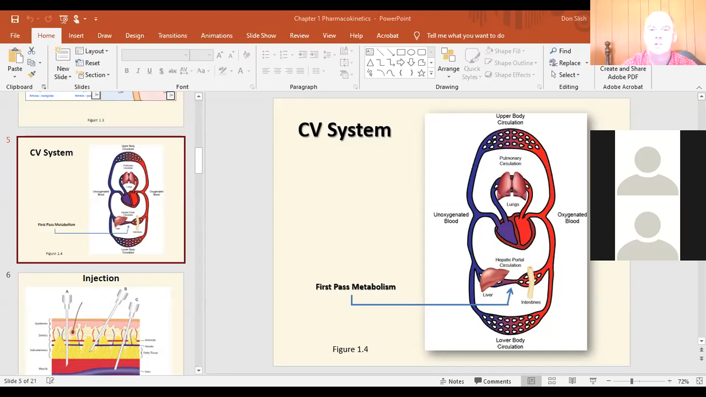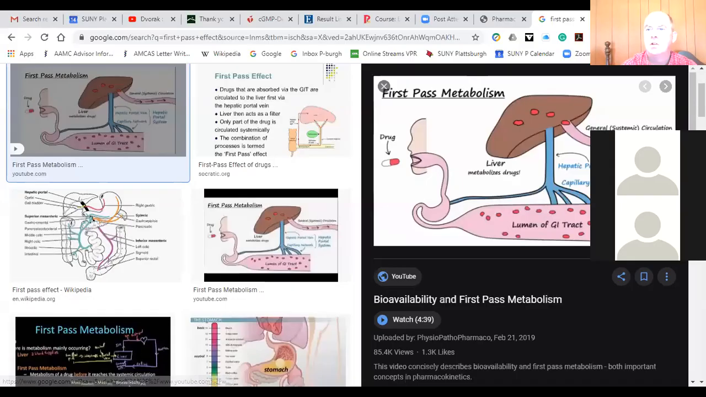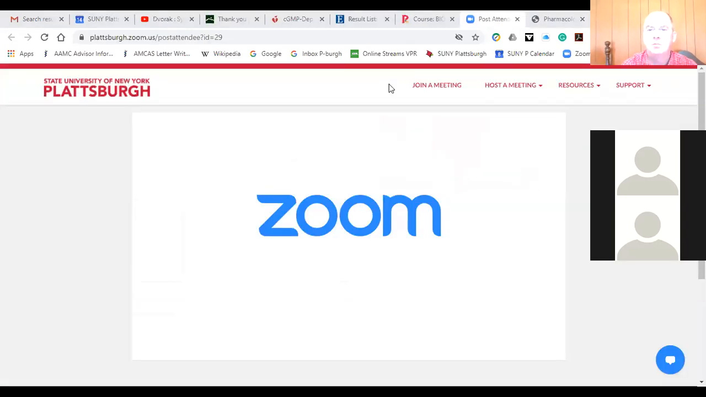All right, let's do this. So here's my first pass effect figure. You take a drug or any food or anything, it goes into your stomach to the lumen of the GI tract, and from there it gets taken up, goes to the liver before it goes into the rest of your system.